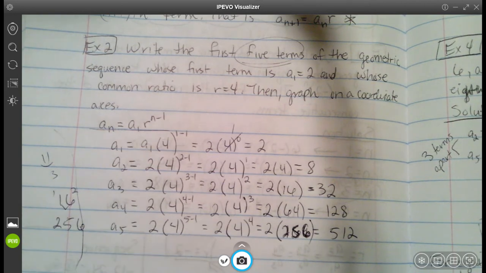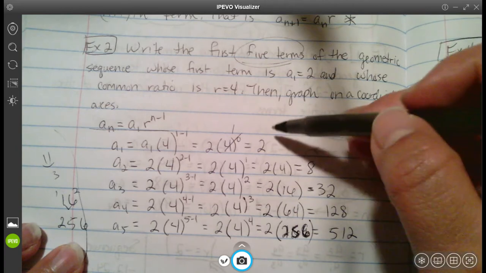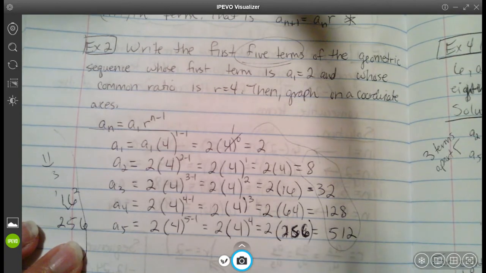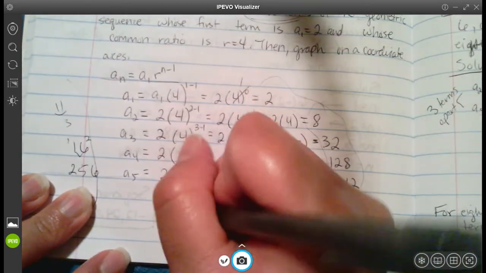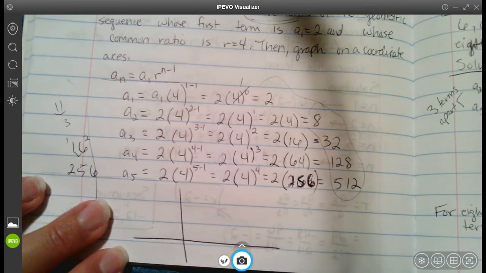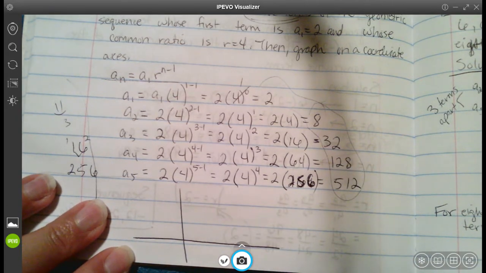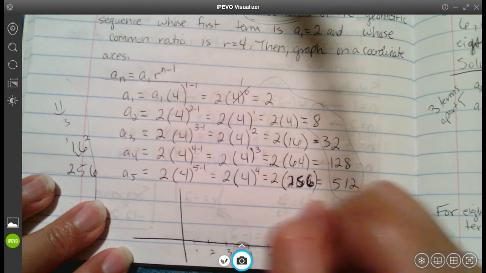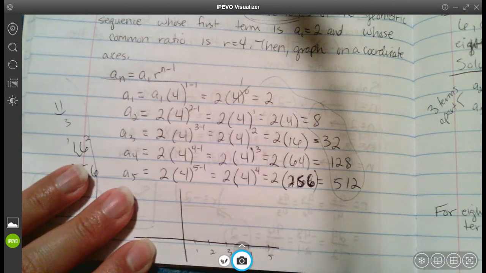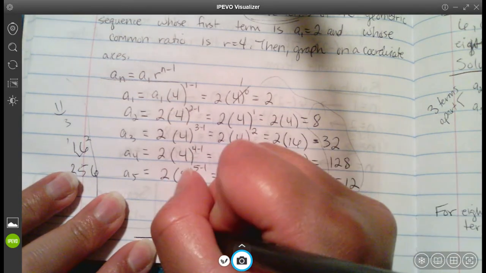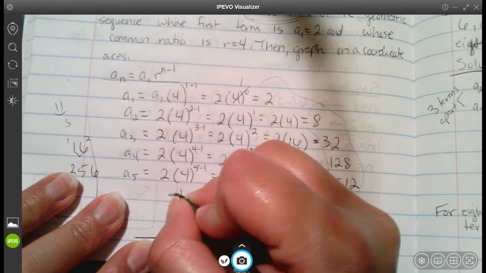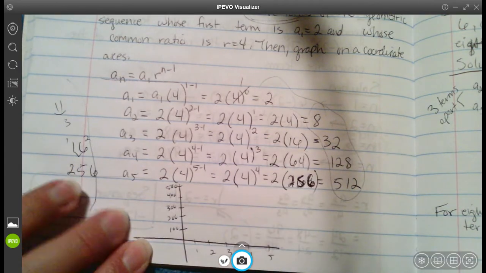Okay, and I believe that that's it for those. So these are the terms. We have the first 5 terms, 1, 2, 3, 4, 5, and they want us to graph it. So I'm just going to do a quick sketch right here, and I'm just going to eyeball it because I don't want to go too crazy. So 1, 2, 3, 4, 5. And we have 2 all the way to 500, so I'm going to go by hundreds. So 100, 200, 300, 400, and 500, something like that.